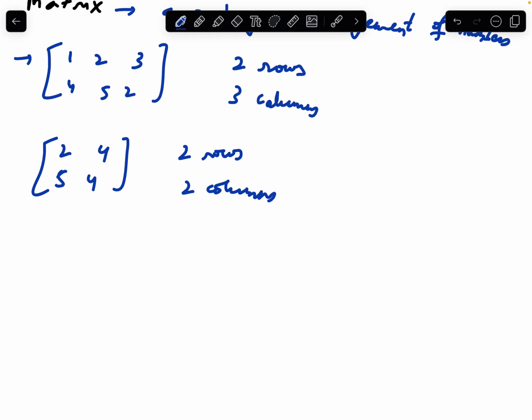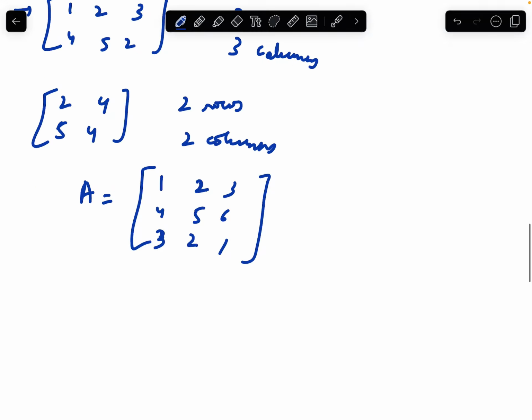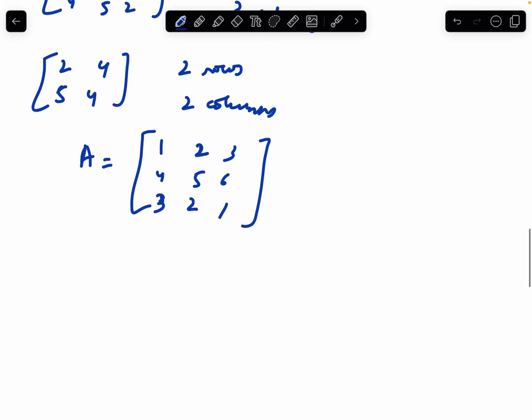And if we denote a matrix by A, let's say this is 1, 2, 3, 4, 5, 6, 3, 2, 1, then we denote this element by small a, i, j.